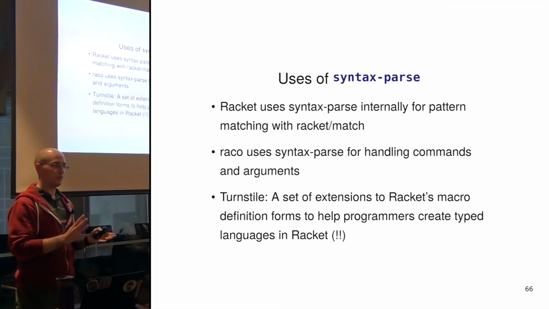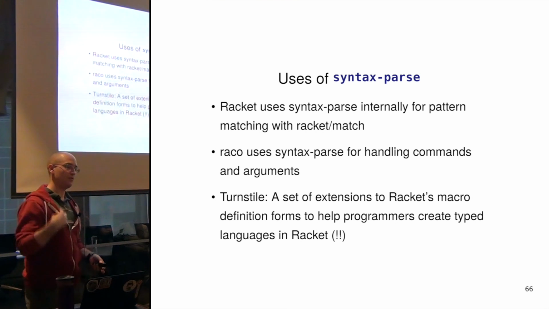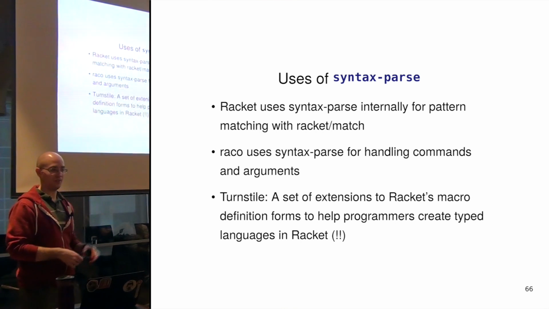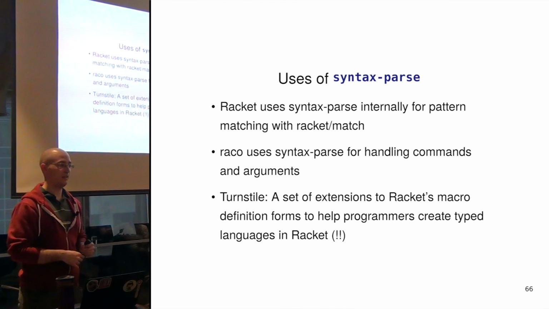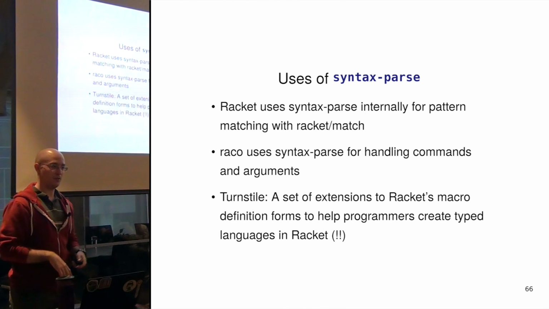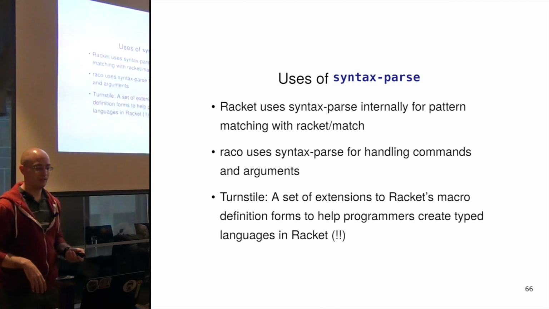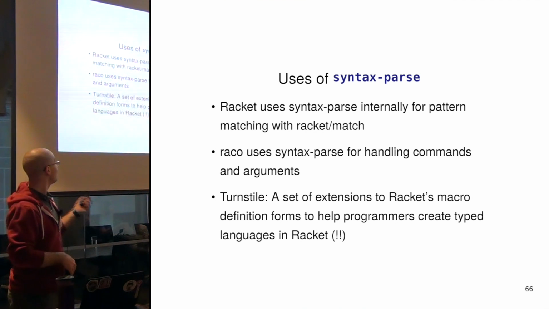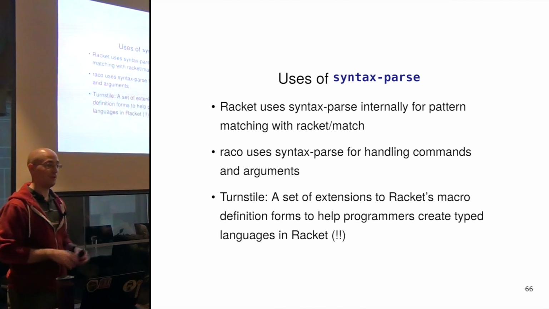Raco is sort of Racket's build tool. That's what you can use it to fetch packages from their own package repository. What sets up new projects for you. It's a lot like Cargo for Rust. And that also uses syntax-parse for handling commands and arguments to it, which is kind of cool because it's just a regular terminal application.